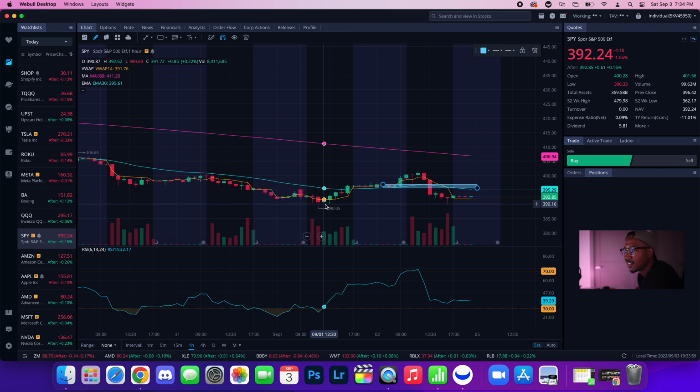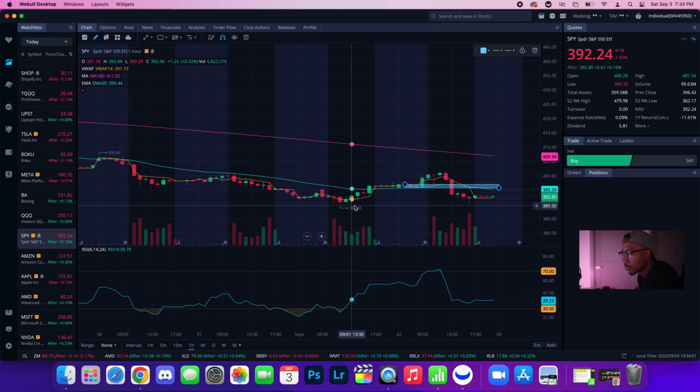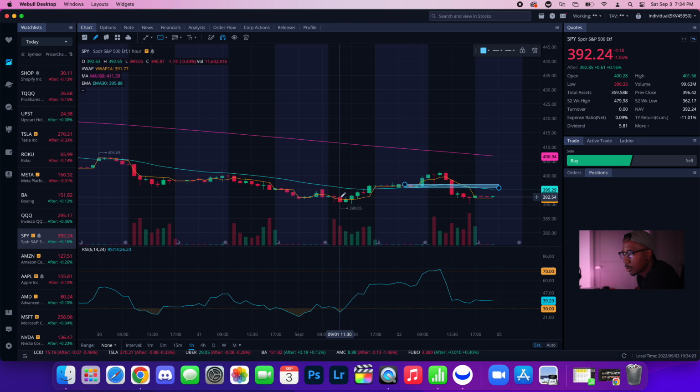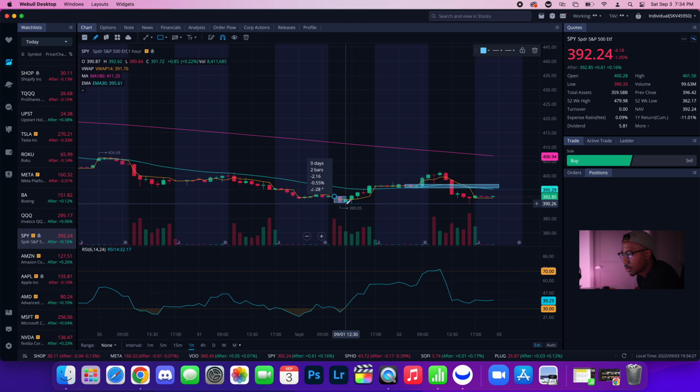All right, and then the next one before the big move up, I would say probably about right in here. All right, so the open of the last bearish candle is going to be right here, and the most recent low is right there. So this is going to be another zone right here.